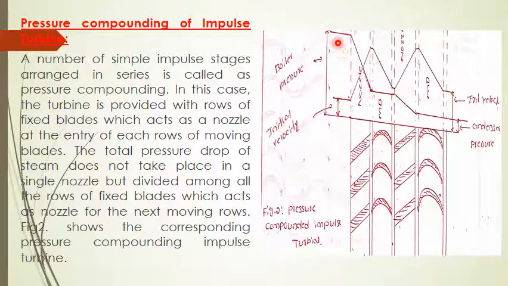And when you talk about the pressure, before entering the nozzle pressure was high, while passing through the nozzle pressure reduces, and after the nozzle the steam passes over the moving blade. In the moving blade there is no change in pressure; it will be constant over the moving blade. Again once the steam passes over the nozzle pressure reduces, and during the moving blade pressure is again constant. So this type of arrangement we call pressure compounding of impulse turbine.